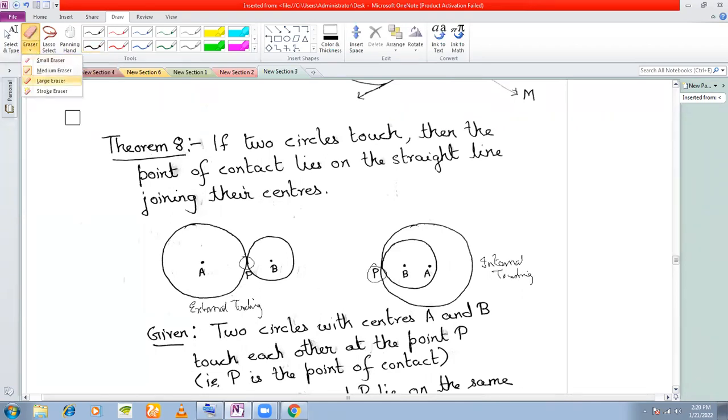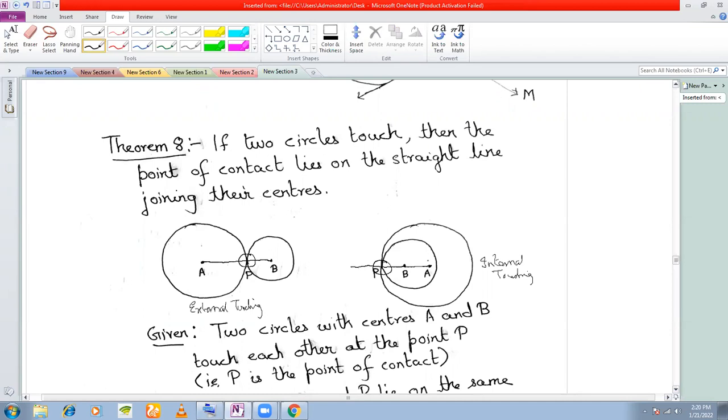This theorem states that if two circles touch each other at the point P, whether internal or external, and you draw a straight line joining the centers of the circles, this will necessarily pass through P. You cannot have a straight line like this which does not pass through P. It will always pass through P. Similarly, if you have these two, A and B, and you join them and produce this straight line, it will always pass through this P.